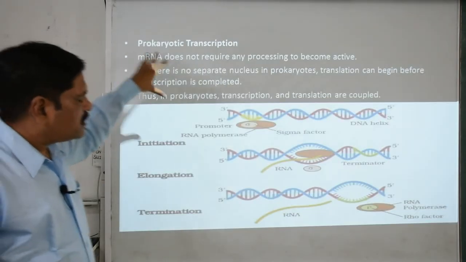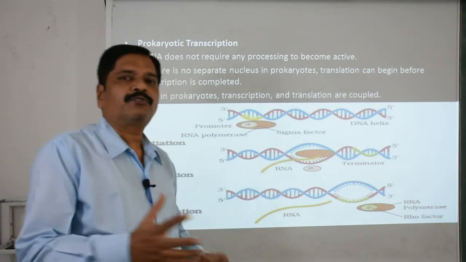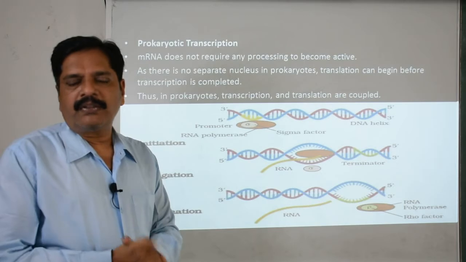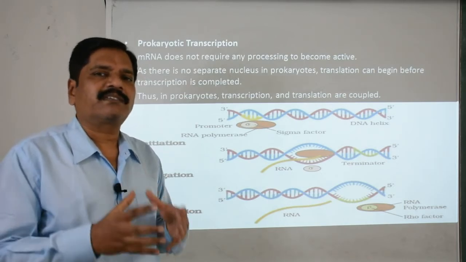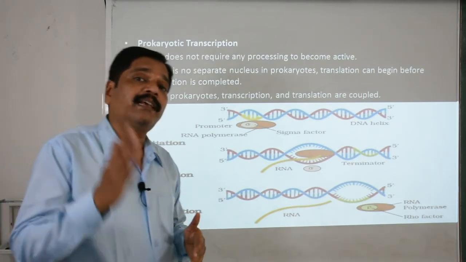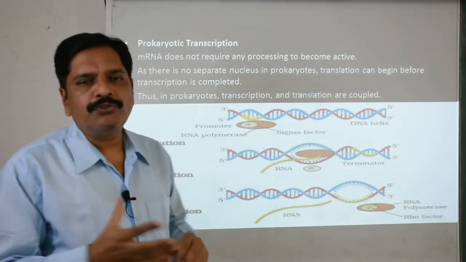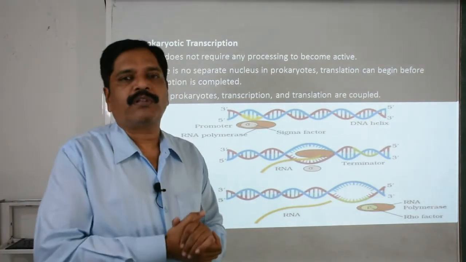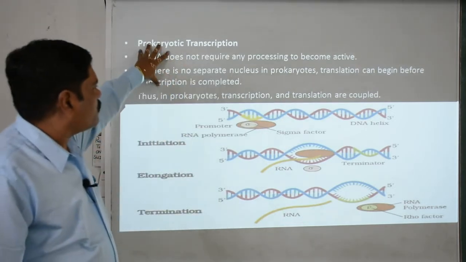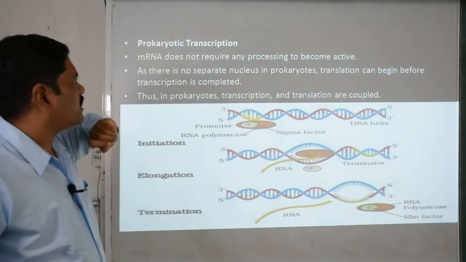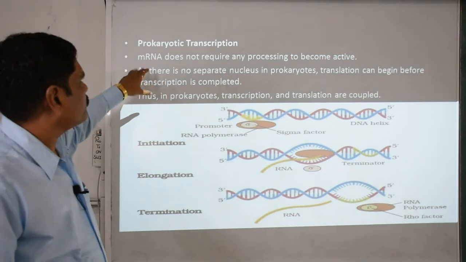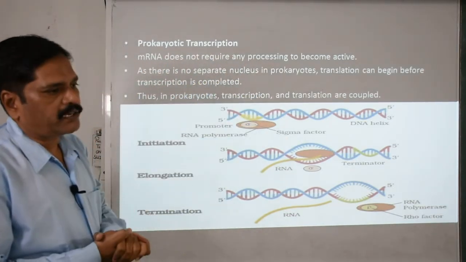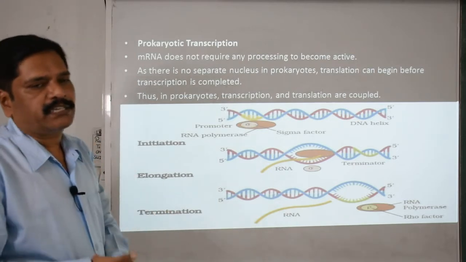Then this transcription can be discussed in two different molecules. One is the prokaryotic and second is the eukaryotic. You know that the prokaryotic DNA is quite simple because it lacks introns, while the eukaryotic DNA is quite complicated where introns and exons both are present. So, when we are talking about the prokaryotic genetic material, then this mRNA does not require any processing to become active because it is already activated.